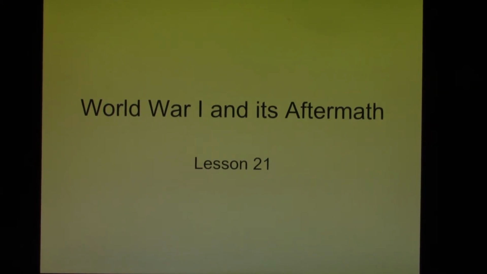Now, it is easiest to understand Wilson if we divide Wilson into three phases. Phase one is from 1912 to 1914. And this is when Wilson is going to be the most progressive he will ever be. The second phase is going to begin in 1914 and end in 1918.